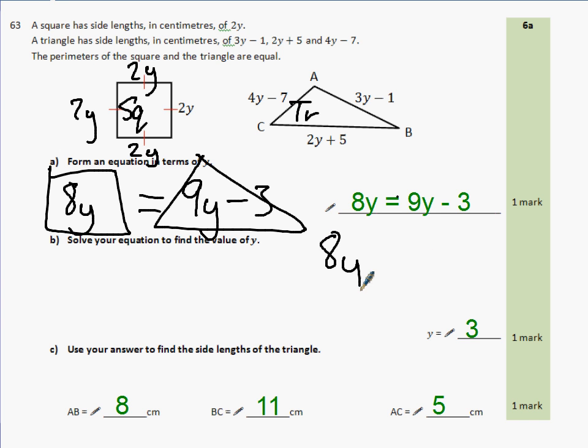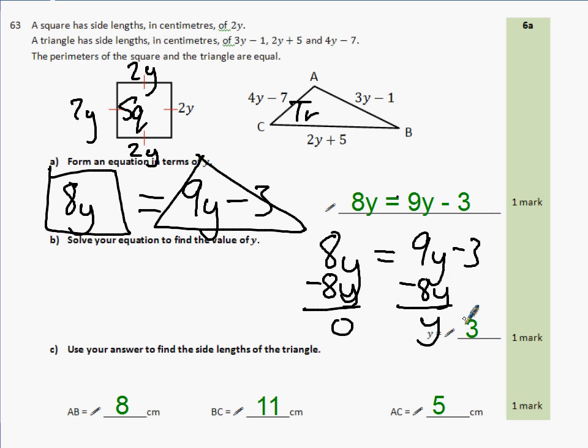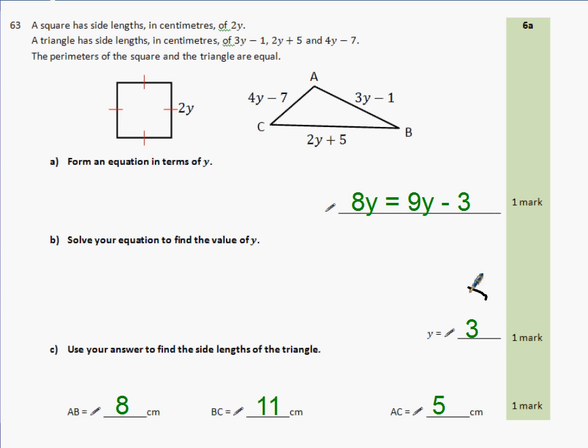And then you solve it. 8y equals 9y take away 3. Take away the smaller number of y's from both sides. You get 0 there. You get y here. So we now have 0 equals y take away 3. Add 3 to both sides, and you get 3 equals y. Or y equals 3.